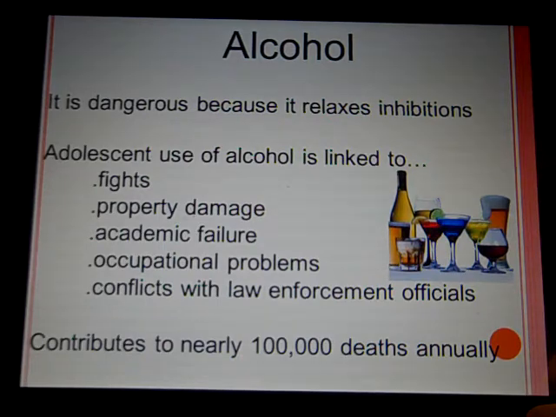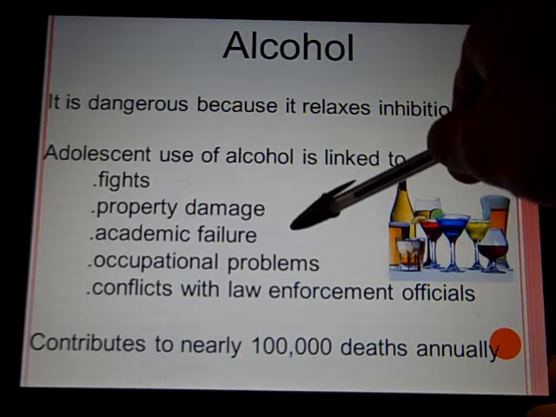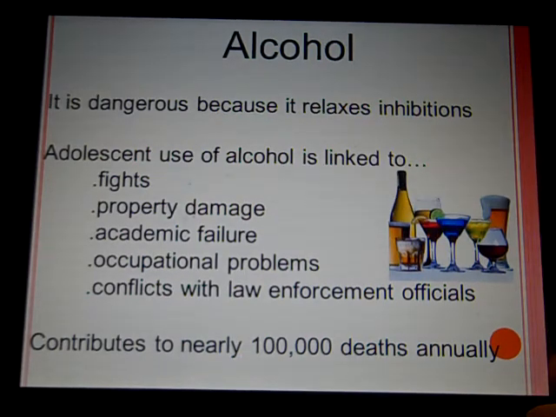It's dangerous because it relaxes your inhibitions. It makes you more likely to do things, to say things, to act out in dangerous ways. So adolescent use of alcohol is linked to fighting, property damage, academic problems or failure, occupational problems, problems with jobs, and also conflicts with law enforcement officials. And it contributes to nearly 100,000 deaths every single year.